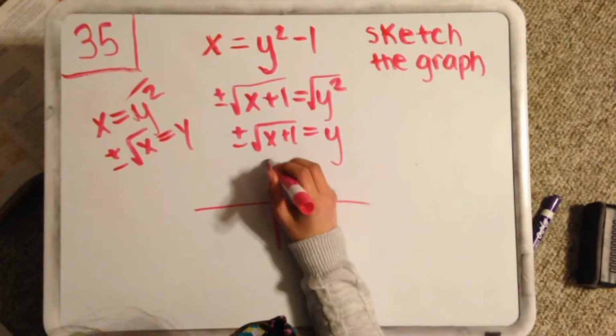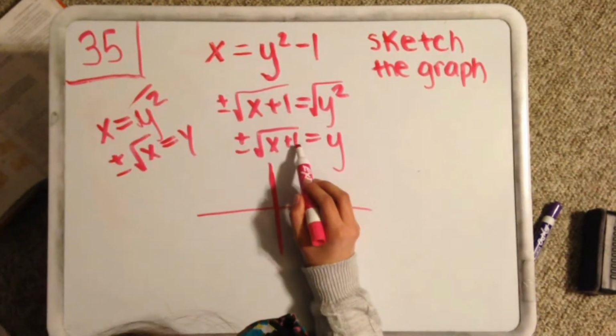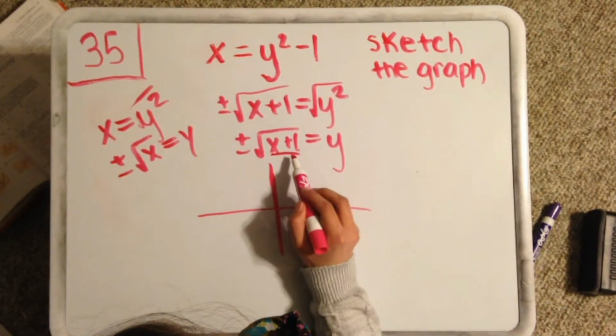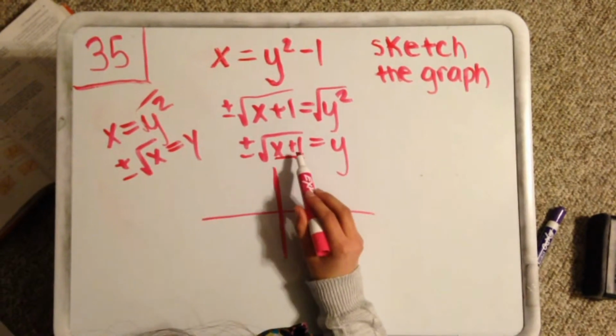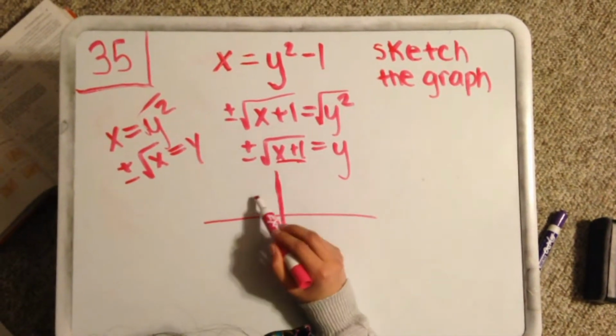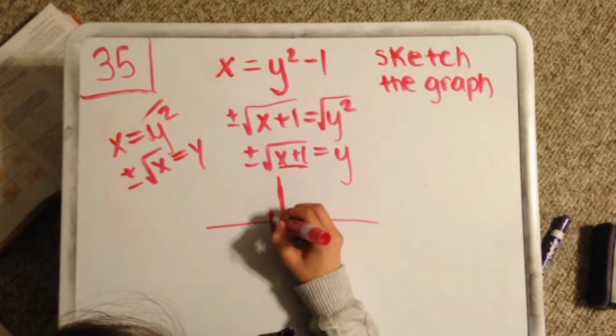So you have your normal square root, but it's x plus 1. So if it's with the x, you're going to move either to the left or to the right. But in this case, you're going to move to the left one. You do the opposite of the sign you see. So this is where it's going to start.